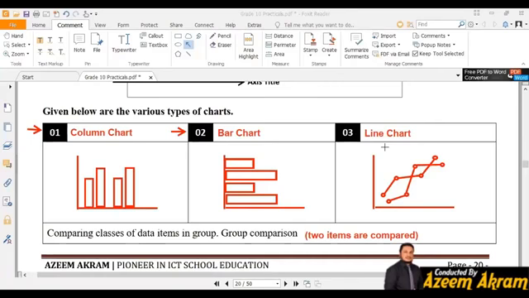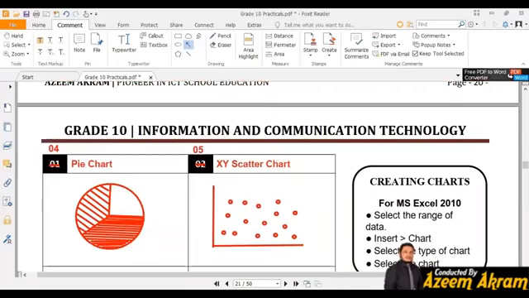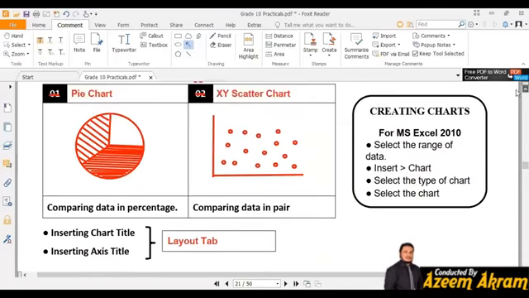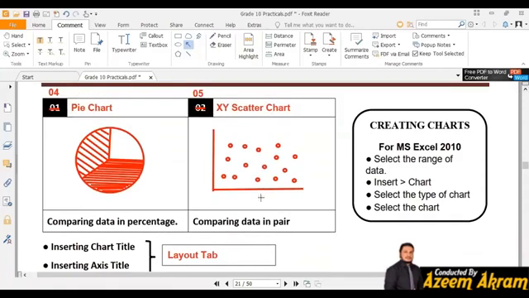But all three of them are involved with two items being compared. Some sort of x and y should be there. So the x and y scatter chart is used very rarely. Most of the time you have seen it in the run rate of a cricket match. So the cricket match run rate is basically an x and y scatter chart.